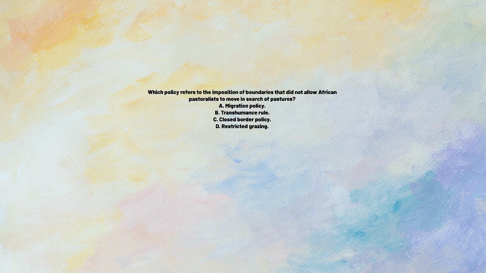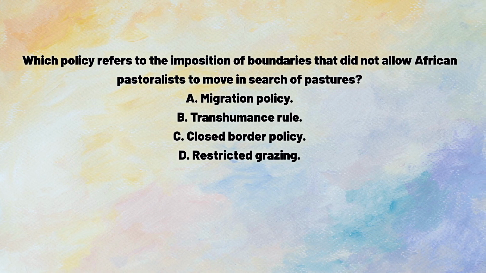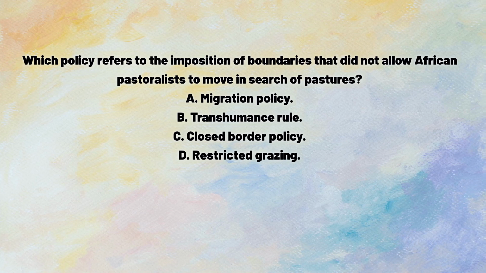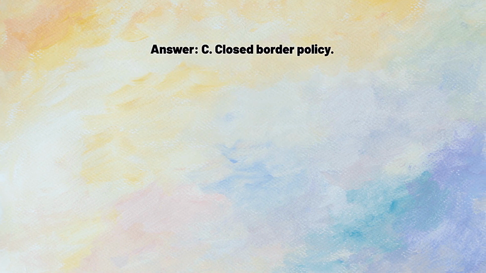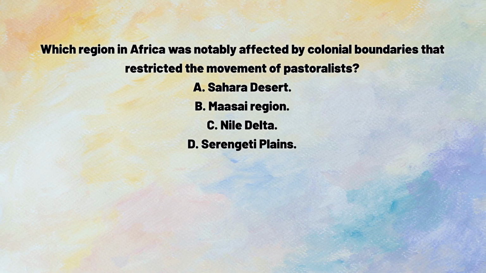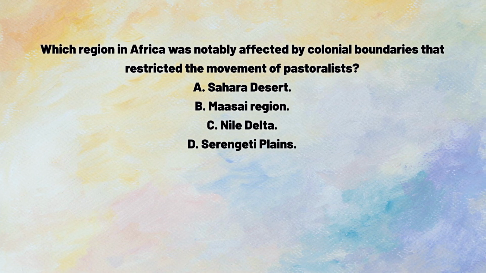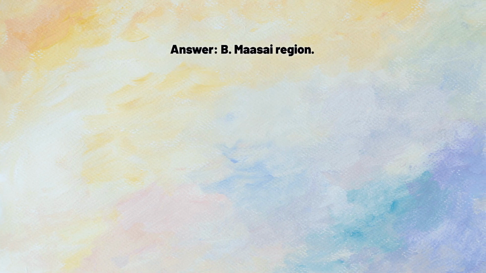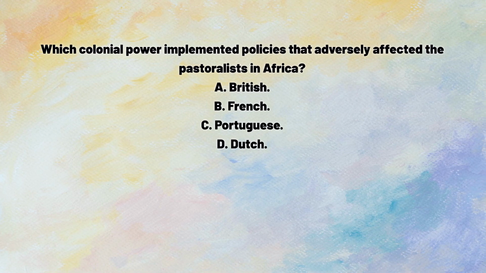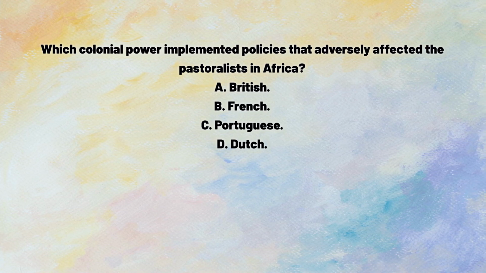D. Closed grazing. Which policy refers to the imposition of boundaries that did not allow African pastoralists to move in search of pastures? A. Migration policy. B. Transhumance rule. C. Closed border policy. D. Restricted grazing. Answer: C. Closed border policy. Which region in Africa was notably affected by colonial boundaries that restricted the movement of pastoralists? A. Sahara Desert. B. Maasai region. C. Nile Delta. D. Serengeti Plains. Answer: B. Maasai region. Which colonial power implemented policies that adversely affected the pastoralists in Africa? A. British. B. French. C. Portuguese. D. Dutch. Answer: A.